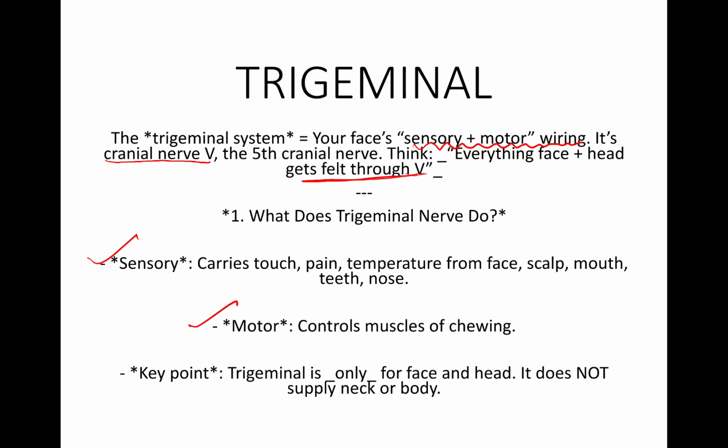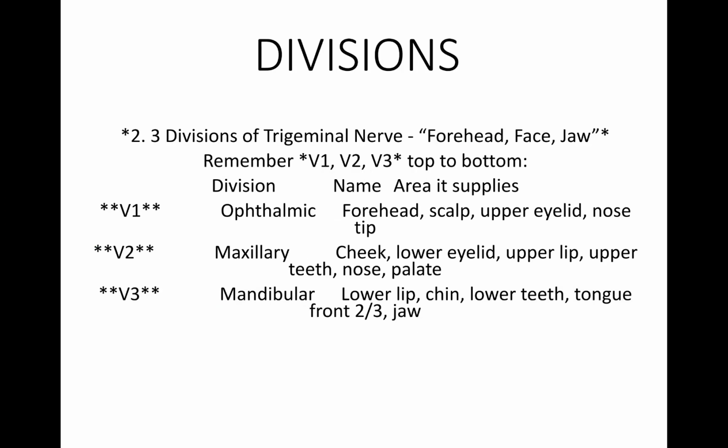Now, a key point to remember is that the trigeminal nerve is only for the face and head. It does not supply the neck and the body. Now, the divisions of the trigeminal nerve. Forehead, face, and jaw are the three divisions it covers. Remember them as V1, V2, and V3.